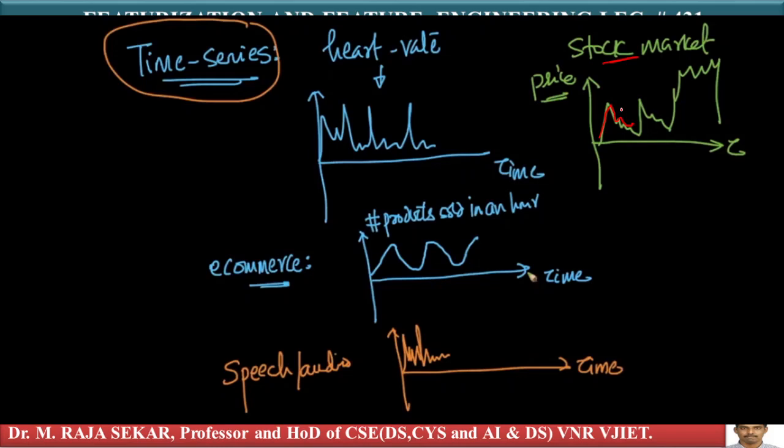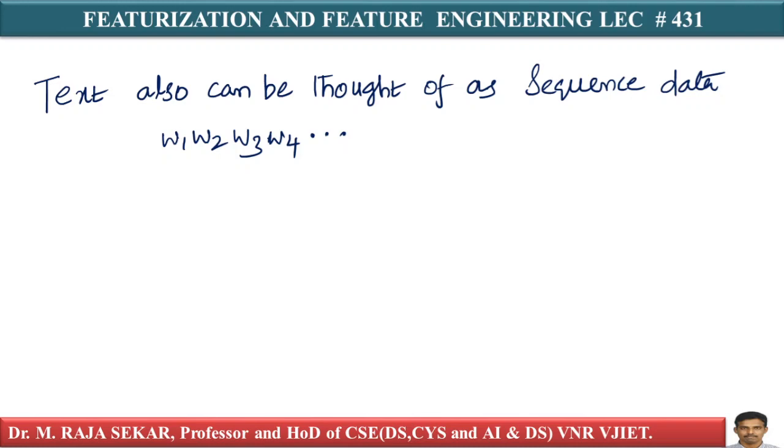All these forms are very different. So you can actually think of text also as a kind of time series data. Text can be thought of as a sequence of data, because you have word 1 followed by word 2, followed by word 3, followed by word 4, and so on. It's a sequence of data, because one word follows another word.